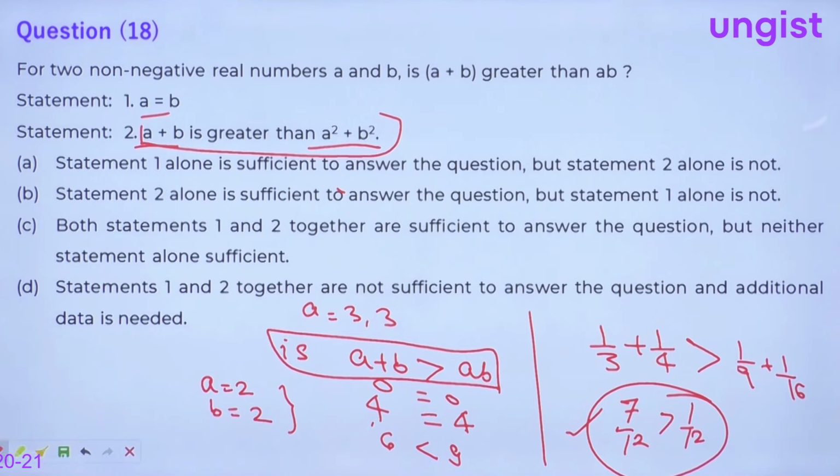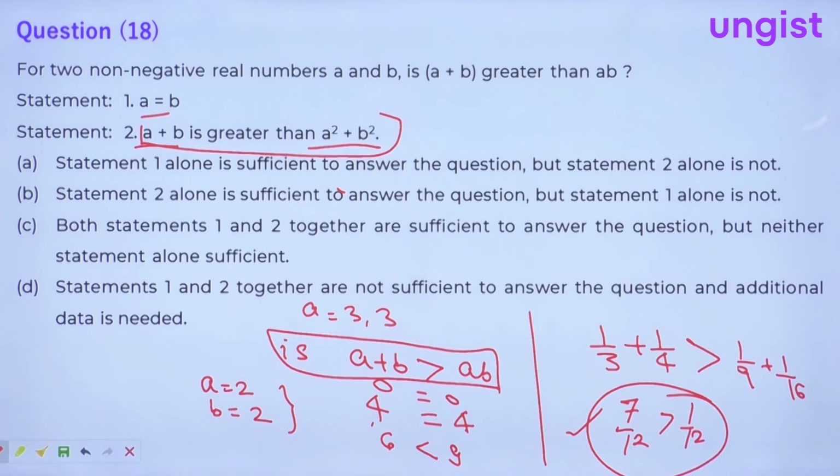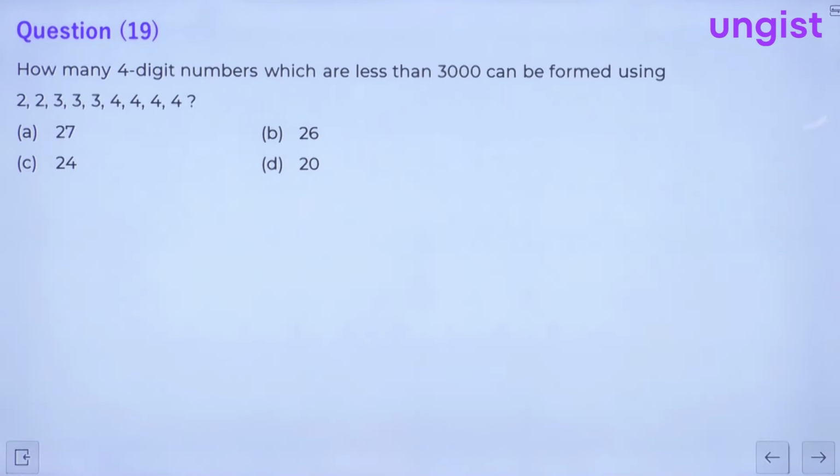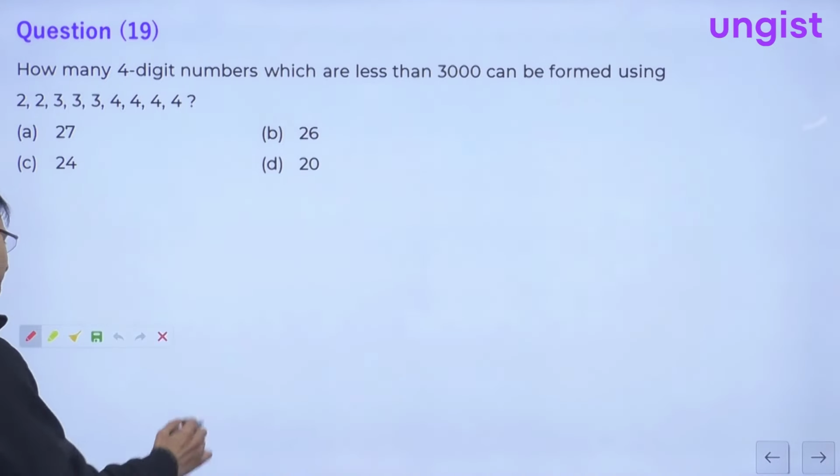Clear? It's a good question. It's a very good question, guys. Shall I move now? 62. Okay. Yes. Guys, this question belongs to permutation and combination, right? This type of question we have solved in the class, right? The answer was 20.